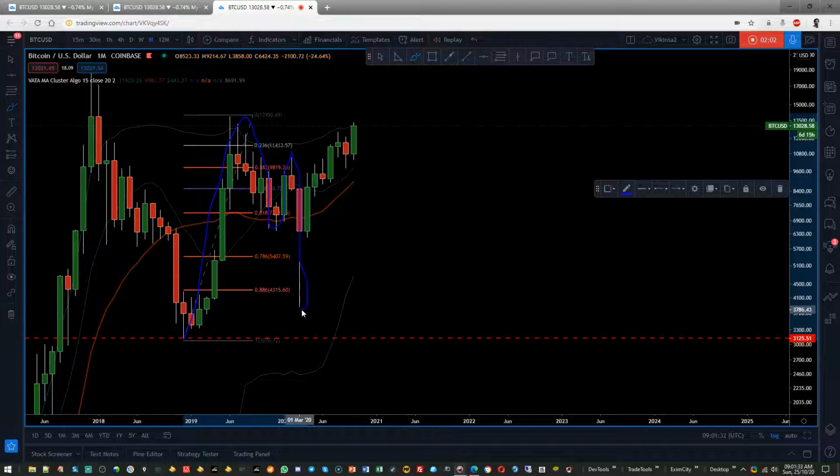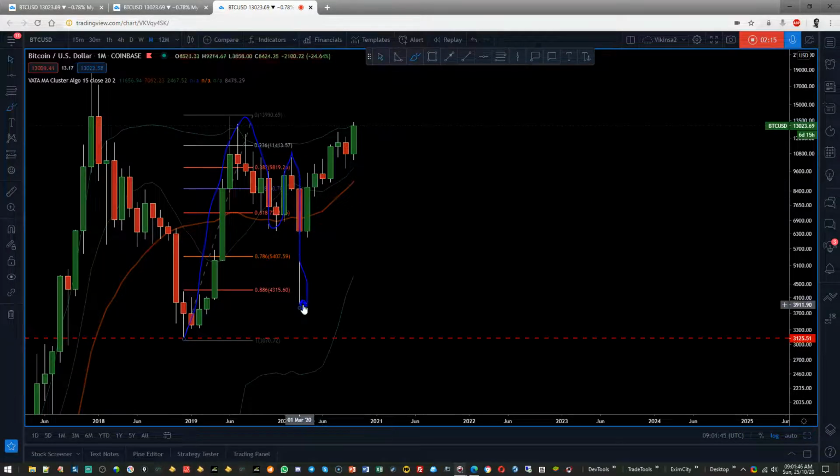If you have been following my analysis, this is where I was long on Bitcoin. Because the M pattern was completed, the market has been moving upwards and it has reached its potential target. In fact, it has gone much above its potential profit targets.